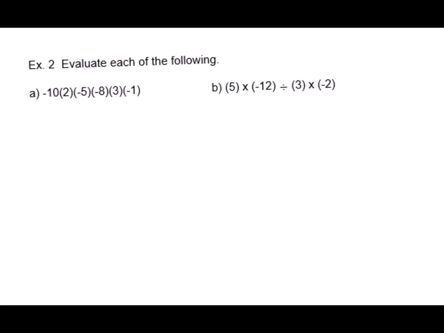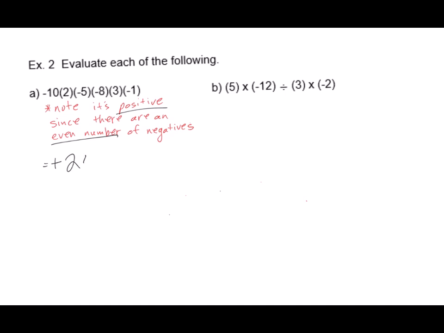Notice we have to apply the rules for multiplication again, but this time what I want you to recognize is if we have an even number of negatives, then the overall result is positive. So our final answer is going to be positive, and then we just multiply 2 times 10 times 5 times 8 times 3 times 1, which ends up being 2400.